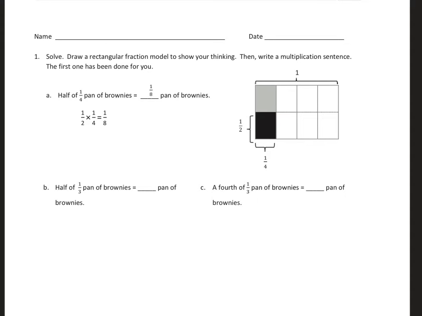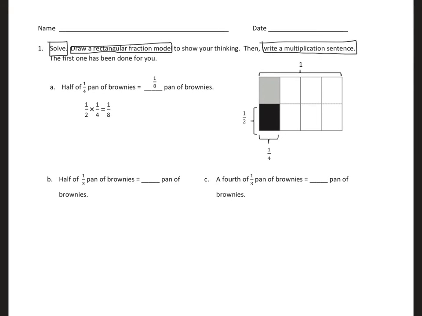All right, so for number one, they want us to obviously solve, but they do want us to draw a rectangular fraction model to show our thinking. So that's what we need to include in our work. They want us to write a multiplication sentence, and the first one's done for us. So we learned from our lesson together that we are taking a fraction and shading it, and then taking the other fraction and shading it on the different side. And so let's quickly review with 1c.